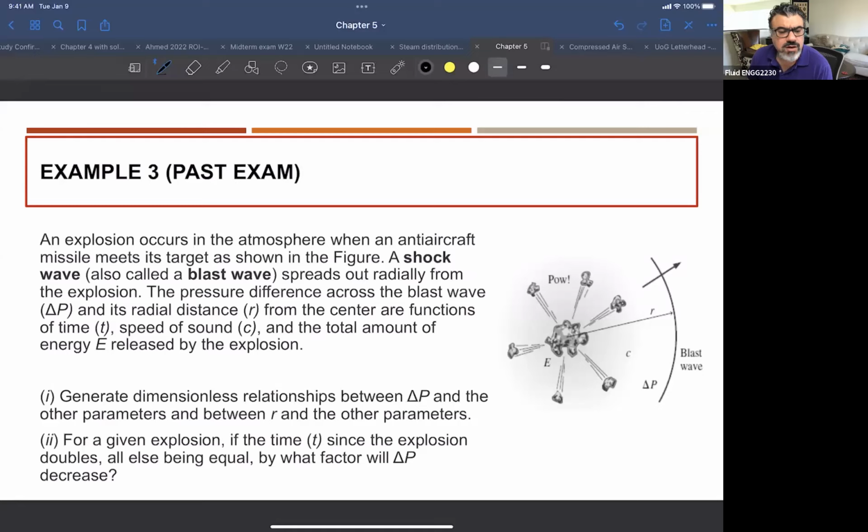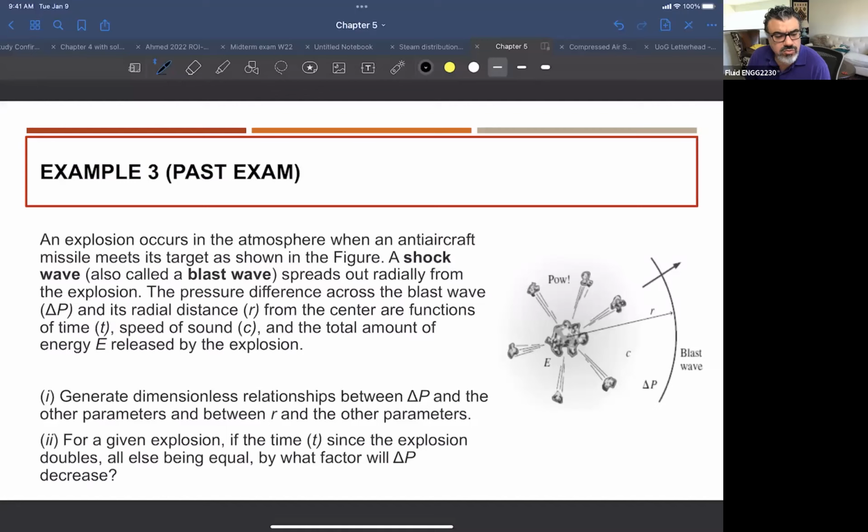And from the center they are a function of the time. With time, of course, these pressure waves are traveling, and the radius is increasing. They are also a function of the speed of sound, C, and the total amount of energy E released by the explosion.